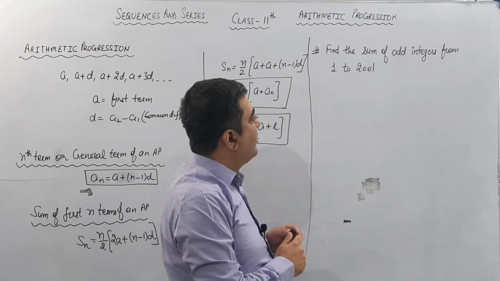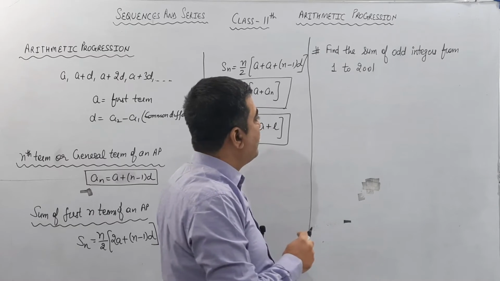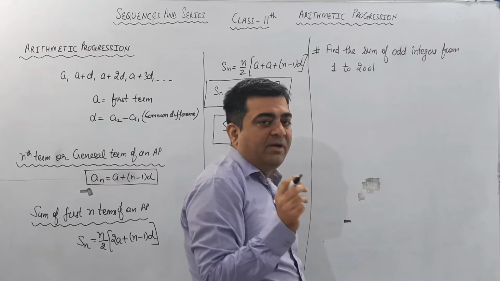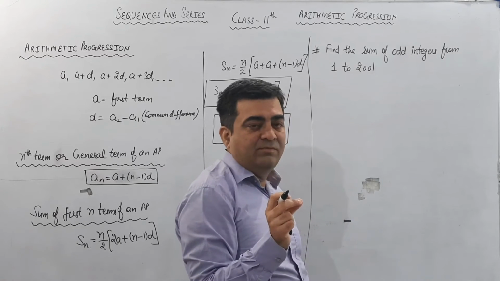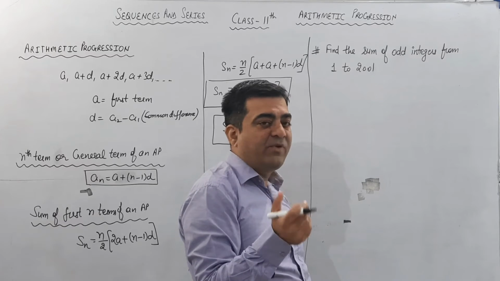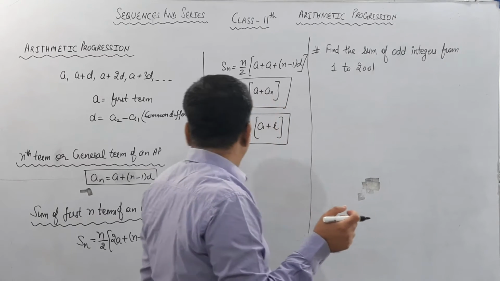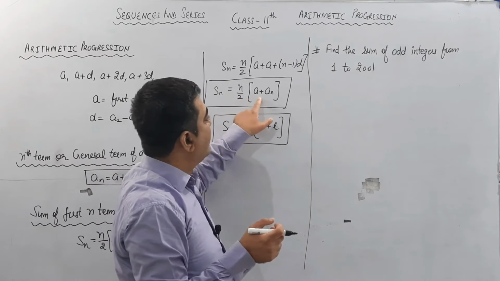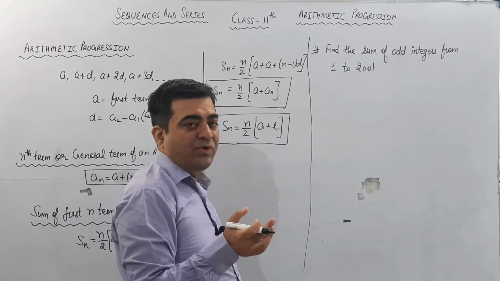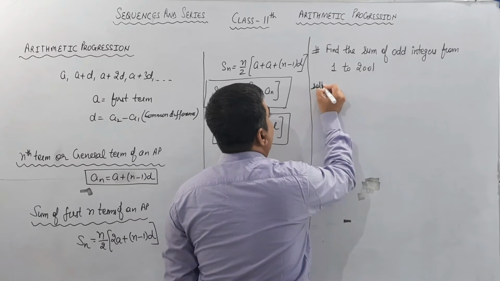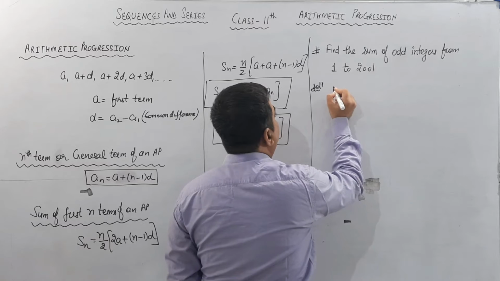Find the sum of odd integers from 1 to 2001. We want to find the sum here. To find the sum, if we have the first term, common difference and number of terms, then we can find the sum of first n terms. Or if we have the number of terms, first term and last term, then we can also find the sum of first n terms. Now in the solution, we want to find the sum of odd integers.